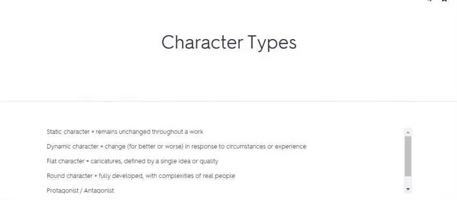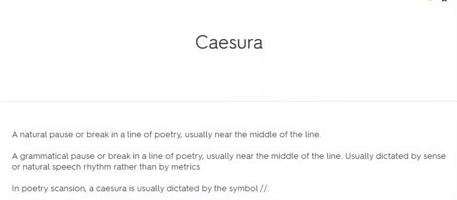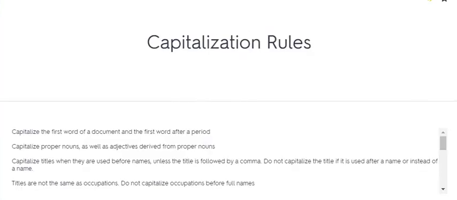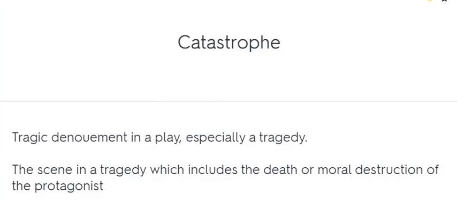Character types. Caesura. Capitalization rules. Catastrophe. Tragic denouement in a play, especially a tragedy. The scene in a tragedy which includes the death or moral destruction of the protagonist.